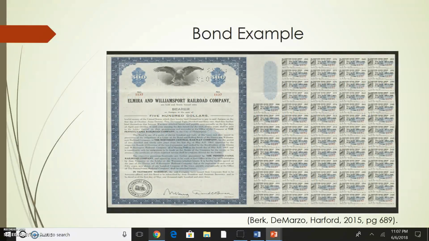Now, here is a bond example from the textbook from Elmira and Williamsport Railroad Company for $500. And on this side of the bond, you have examples of where they have those coupons, like I was saying. How some bonds have coupons, here is where those coupons will be located.